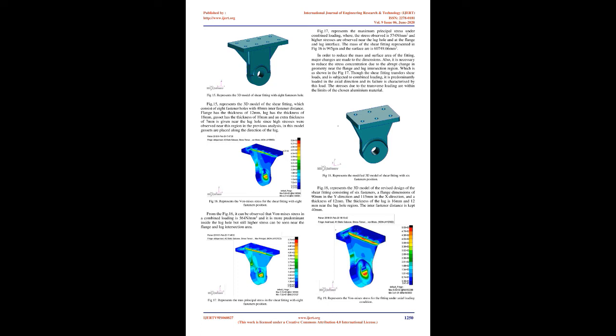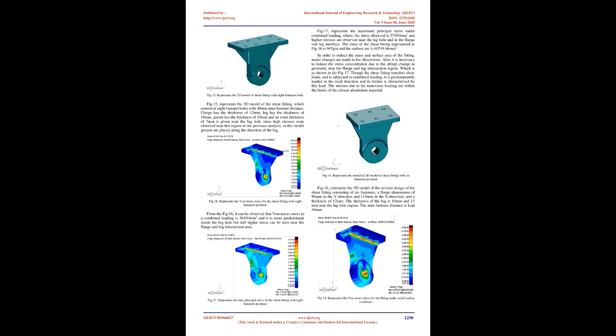The flange has a thickness of 12 mm, the lug has a thickness of 18 mm, the gusset has a thickness of 10 mm, and an extra thickness of 7 mm is given near the lug hole since high stresses were observed near this region in the previous analysis. In this model, gussets are placed along the direction of the lug.